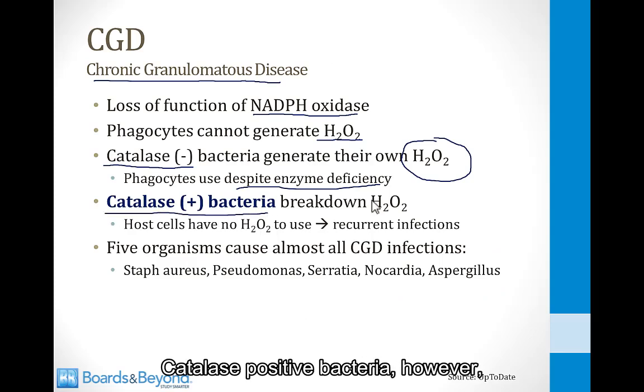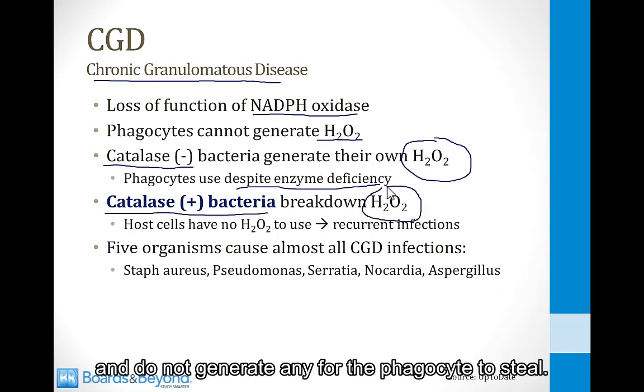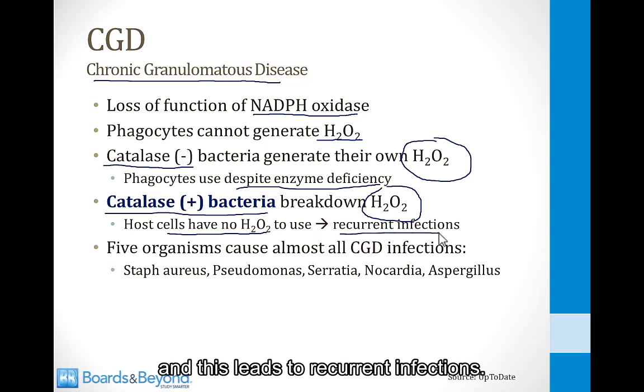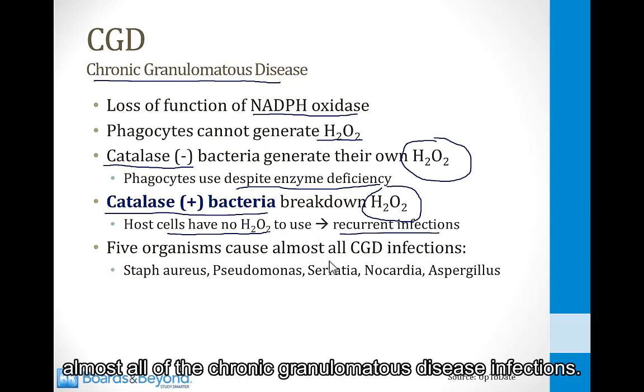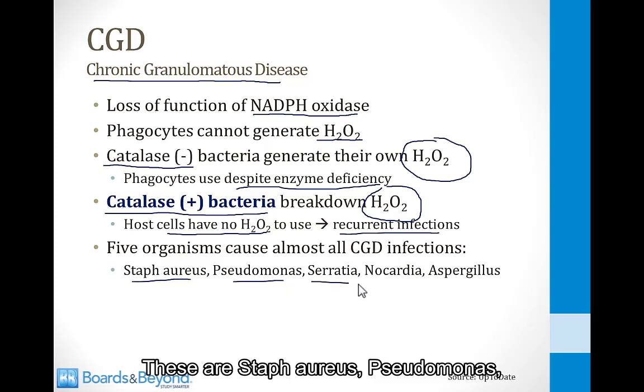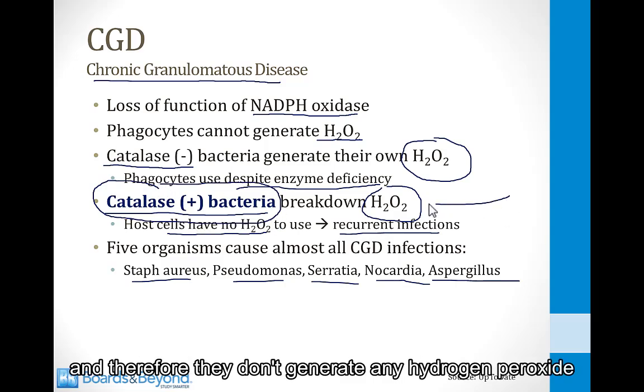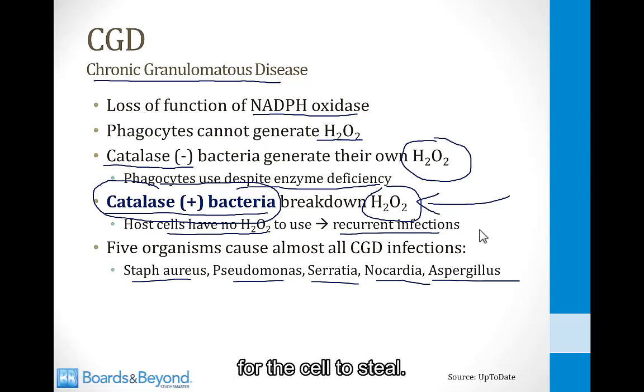Catalase-positive bacteria, however, break down hydrogen peroxide and do not generate any for the phagocyte to steal. Thus, the host cells have no hydrogen peroxide, and this leads to recurrent infections. There are 5 organisms that cause almost all of the chronic granulomatous disease infections. These are Staph aureus, Pseudomonas, Serratia, Nocardia, and Aspergillus, and all of these are catalase-positive organisms, and therefore they don't generate any hydrogen peroxide for the cell to steal.